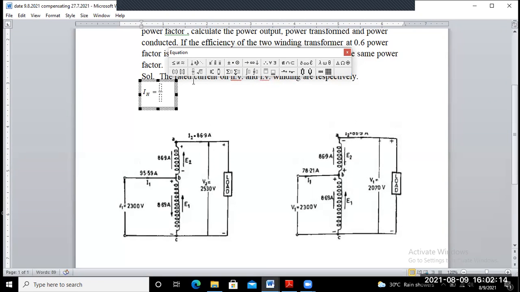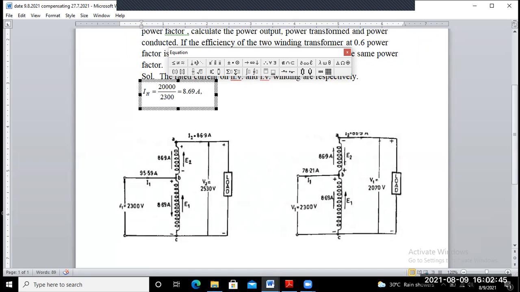So KVA rating is how much? 20 KVA. So 20 into 1000, that means 20,000 divided by HV side voltage, that is 2300 volt, is it not? Equal to how much? It is 8.69 ampere. 8.69 ampere, is it not?